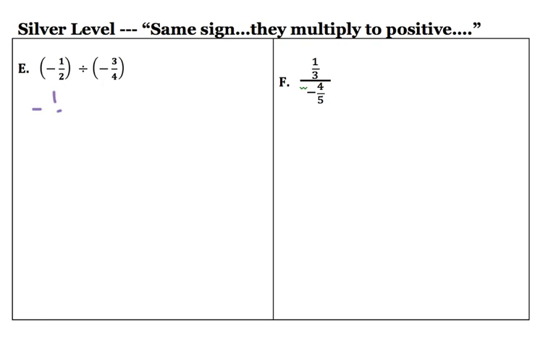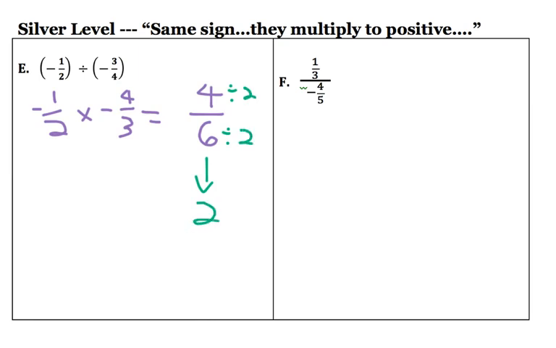So we've got -1/2 times -4/3, because I'm taking the inverse of -3/4. Then I multiply across. I got 1 times 4 is 4. 2 times 3 is 6. And again, since both of the fractions were negative, our quotient is going to be positive. And then from there, I see that 4 and 6 both have 2 as a factor. So I'm going to simplify this to get my final answer of 2/3.